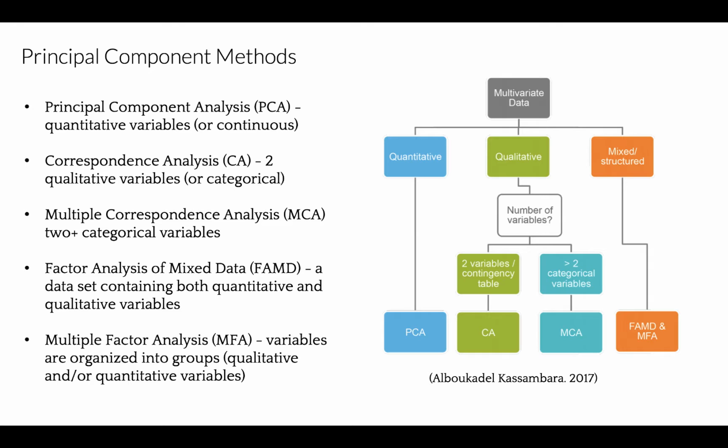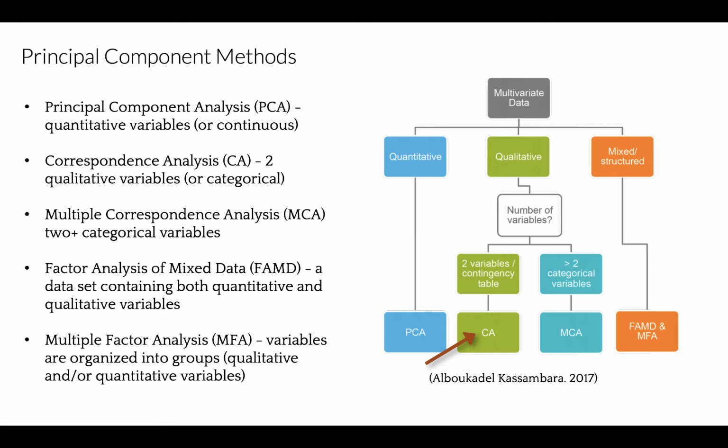The type of principal component method depends on the variable type contained in the dataset. We have principal component analysis, PCA, which is one of the most popular multivariate analysis methods. And the goal of PCA is to summarize the information contained in continuous quantitative multivariate data by reducing dimensionality without losing important information.